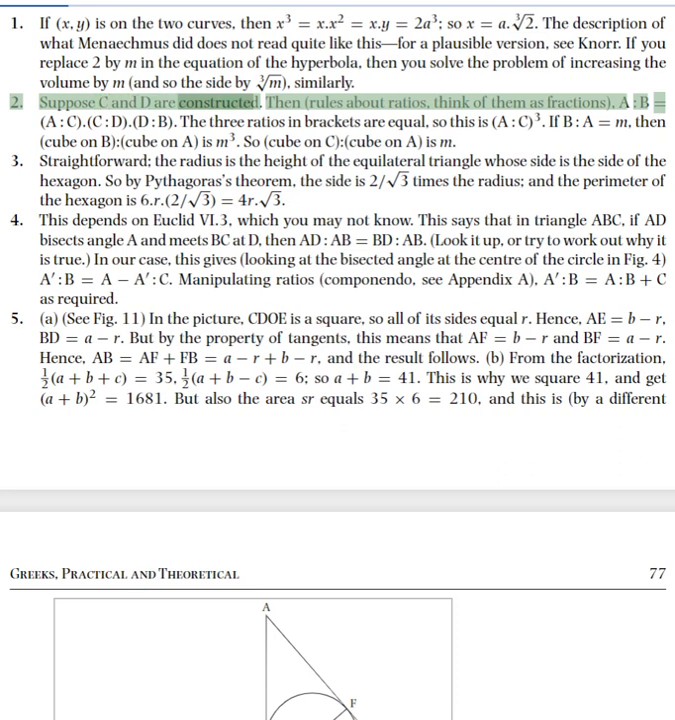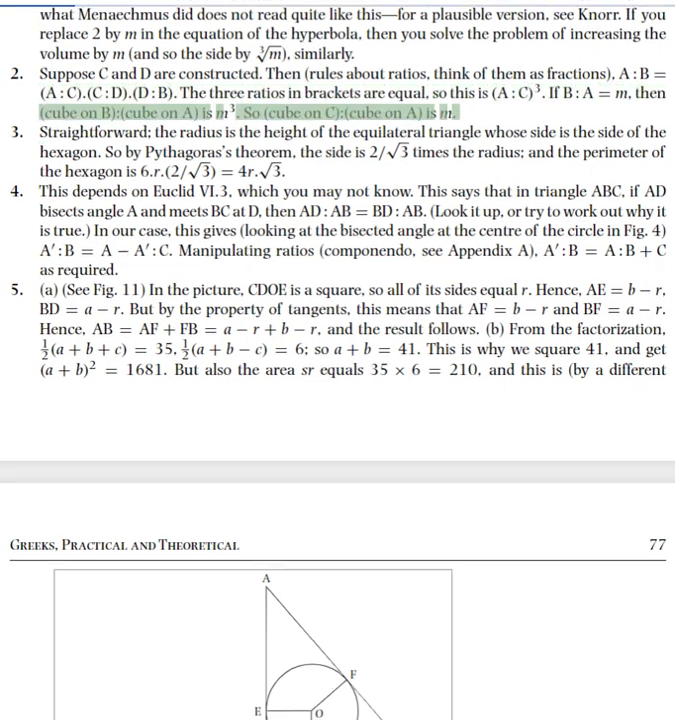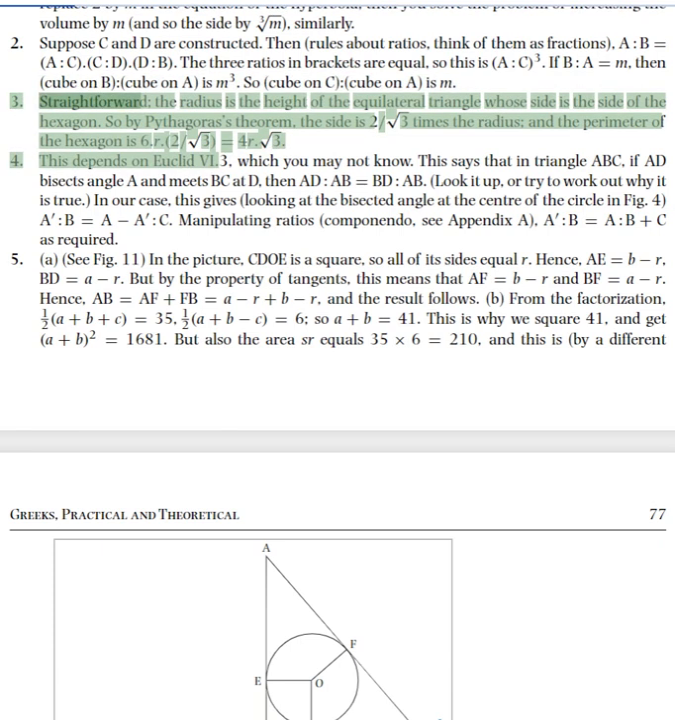Similarly, suppose C and D are constructed. Then the three ratios in brackets are equal. If B to A equals m, then the result is m. 3. Straightforward: the radius is the height of the equilateral triangle whose side is the side of the hexagon. So by Pythagoras' theorem, the side is root 3 times the radius, and the perimeter of the hexagon is 6 times, which equals 4r root 3.